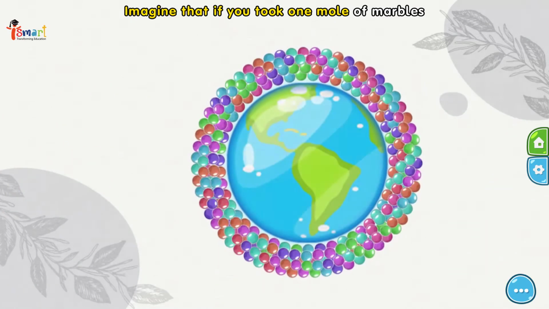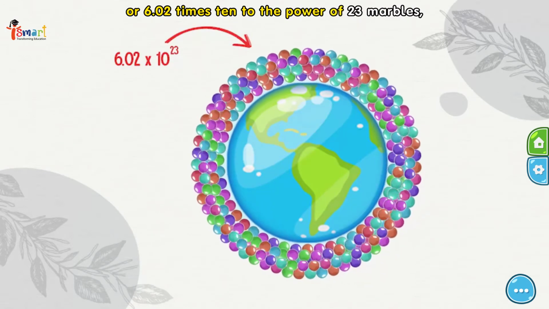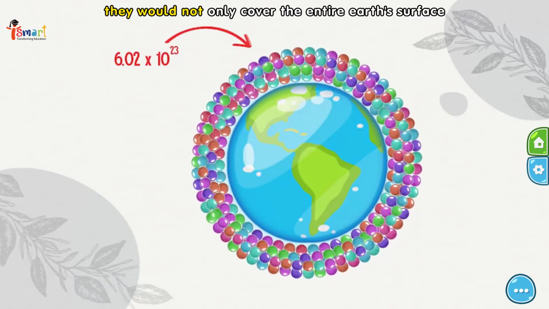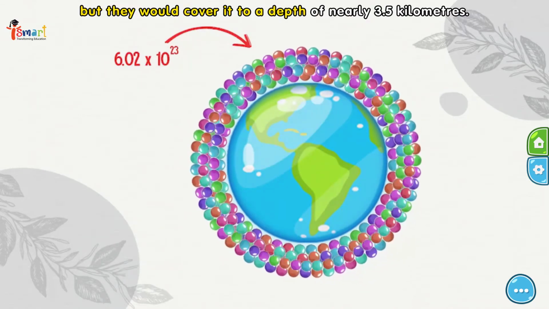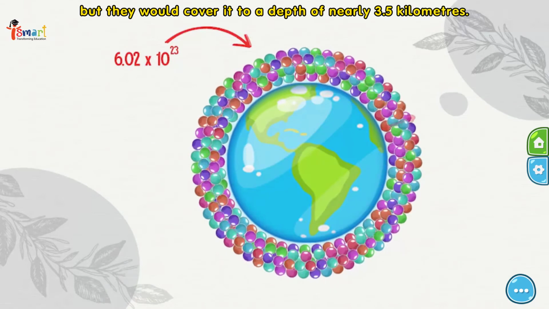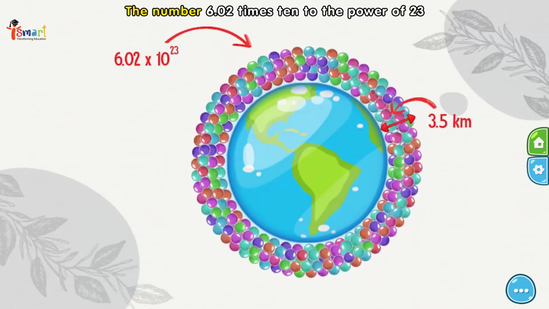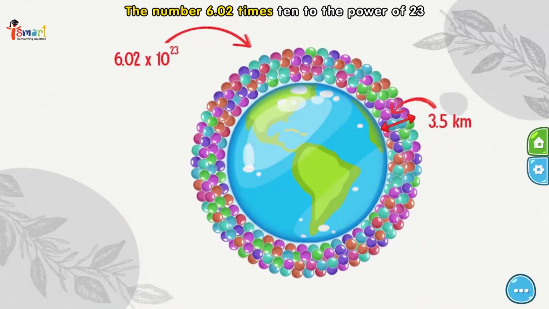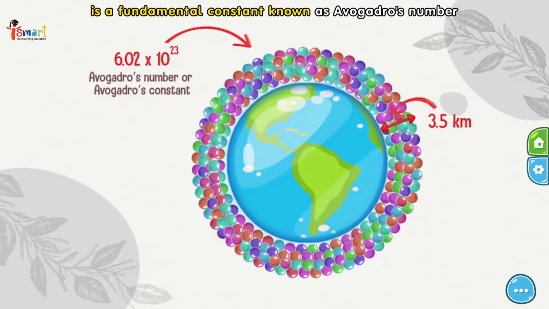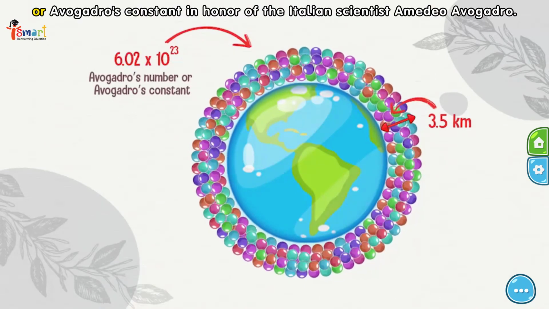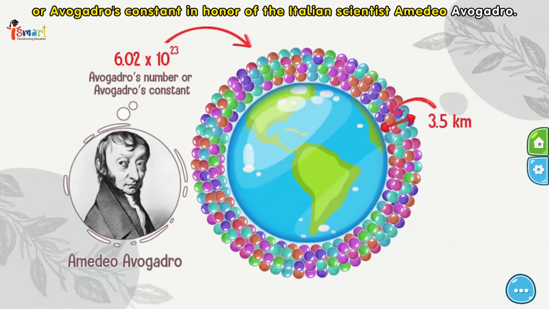Imagine that if you took 1 mole of marbles, or 6.02 times 10 to the power of 23 marbles, they would not only cover the entire Earth's surface, but they would cover it to a depth of nearly 3.5 kilometers. The number 6.02 times 10 to the power of 23 is a fundamental constant known as Avogadro's number, or Avogadro's constant, in honor of the Italian scientist Amedeo Avogadro.